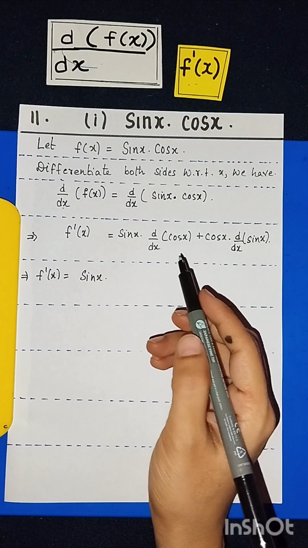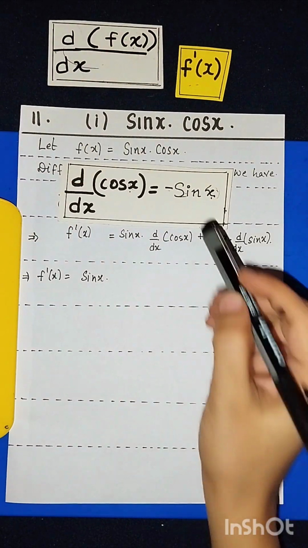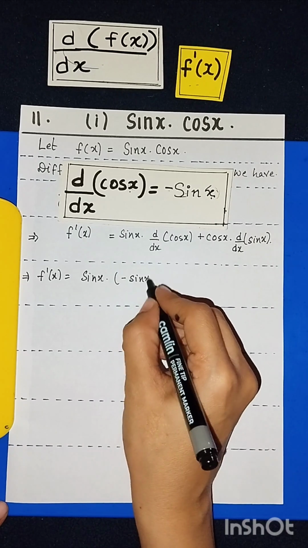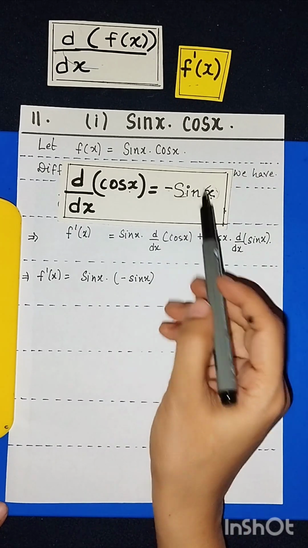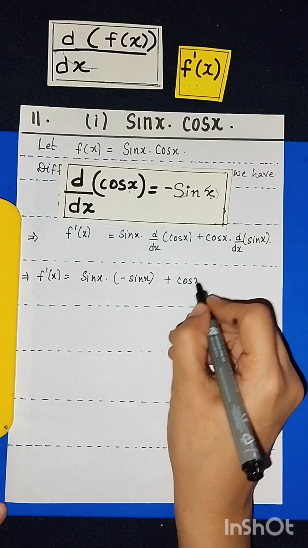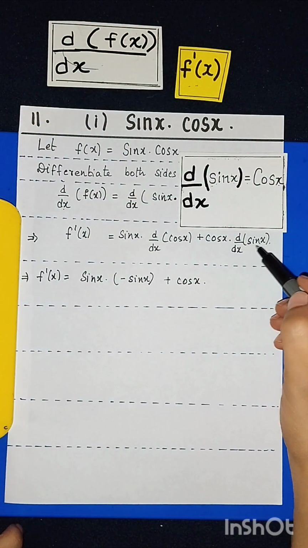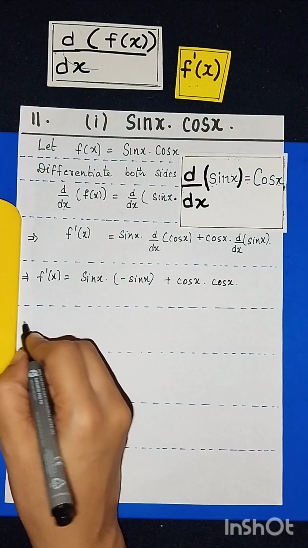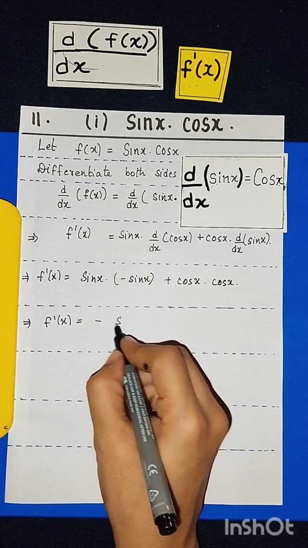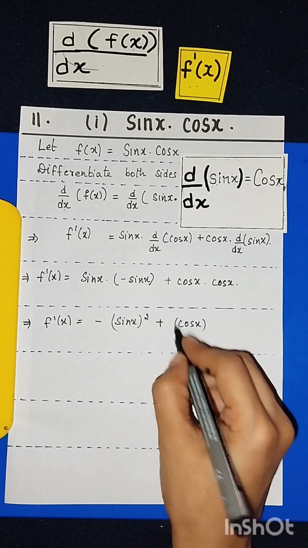In the first principle also we have learned the derivative of cos x. The derivative of cos x is minus sin x. So in the first principle we have calculated the derivative of cos x, right, which was minus sin x. Then plus cos x into the derivative of sin x. The derivative of sin x is cos x. Now this implies f dash of x is equal to minus sin x into sin x, which is sin x the whole square, plus cos x into cos x, which is cos x the whole square.